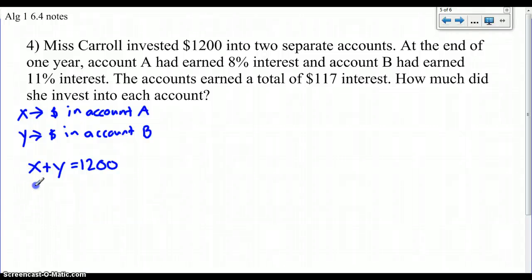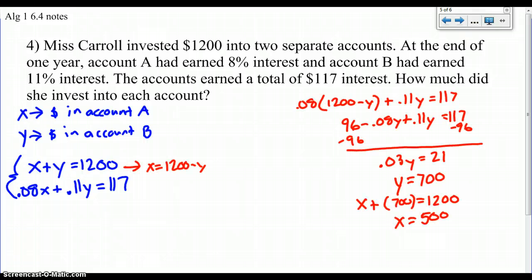This second equation is where we'll deal with interest. The first account gets 8% interest, so I'm going to write that as 0.08x. The second account is 11% interest, so we'd write that as 0.11y, and the total interest earned is $117. That model right there is what you're going to see virtually every time you do a problem like this. Now, I'm going to let you choose your method. So pause the video, go through and solve for X and Y, and then when you hit play again, you can see the method I chose.